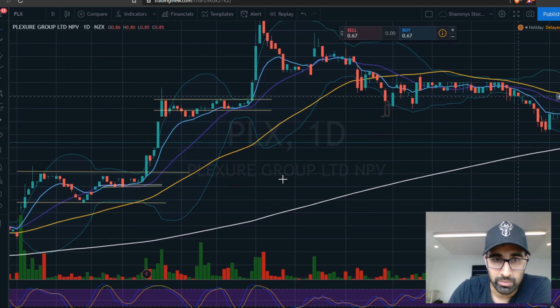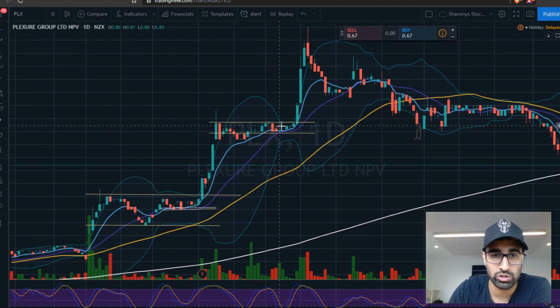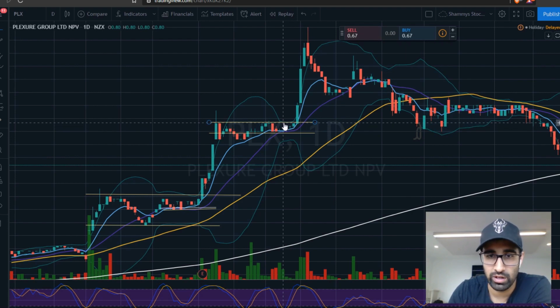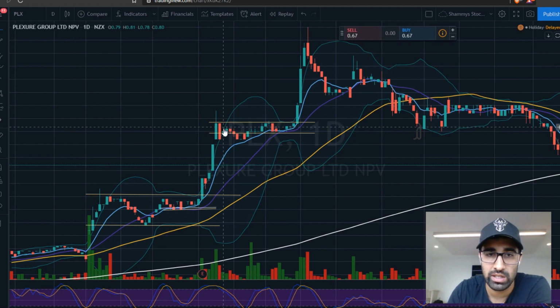So again, let's go back to it. As we saw here, it's consolidated for a while. It looks like it's still continuing its upward trend. We're going to put our trade in here. With me, I entered the trade at about 85 as it was breaking out. You can enter your trade anywhere here. You can enter at 80 cents, 83 cents, 84 cents, something like that.